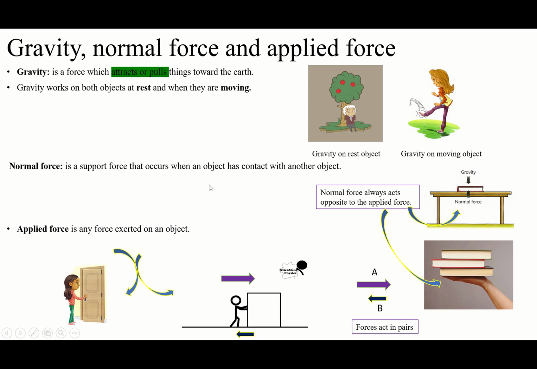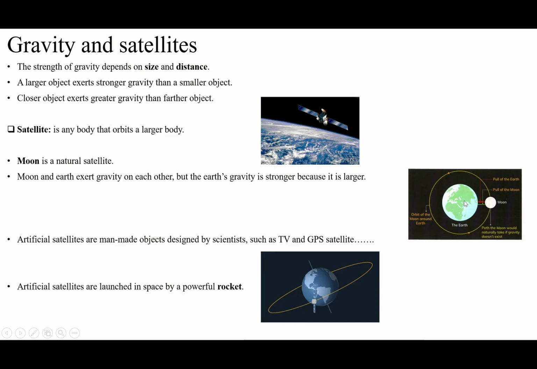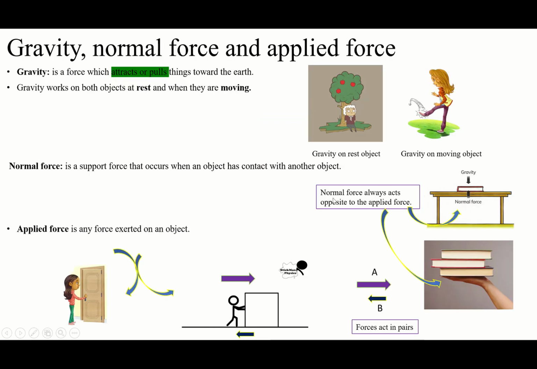We said that we must have objects in contact with another object, like this gravity with a normal force. So there is contact between the table and the book. That's why gravity pulls down, and we have normal force. When objects are in contact, we have normal force. And it is always in the opposite direction, it acts in the opposite direction.